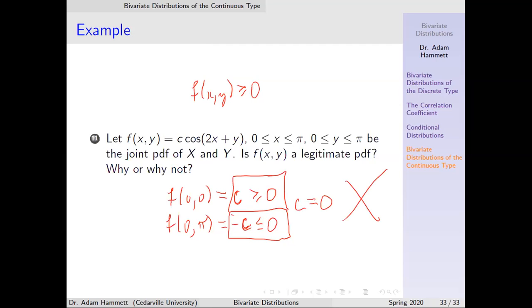Okay. The problem is you have potentially negative values of this function that mess things up. The constant can't be chosen so that it keeps the positive stuff positive, and then turns the negative stuff positive later on. Okay, that doesn't work out for us. So this cannot be a PDF.